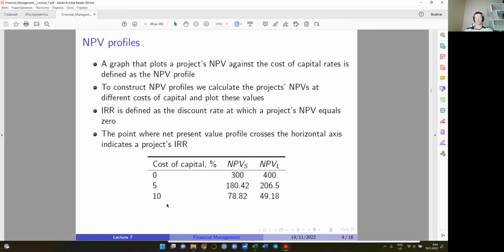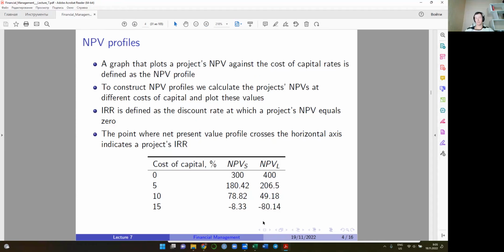When cost of capital is 10%, the situation is opposite. Now, under 10% cost of capital, project S is more attractive for shareholders because it increases shareholders' wealth better than project L. Finally, if the cost of capital is 15%, neither of these projects is acceptable because both projects have negative net present value.